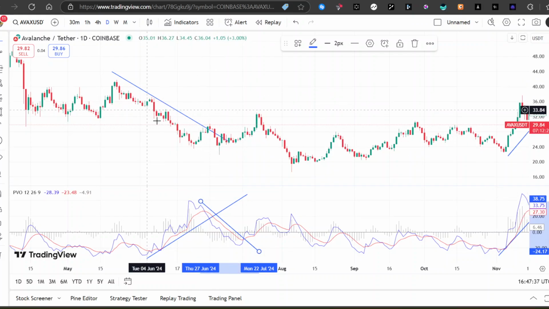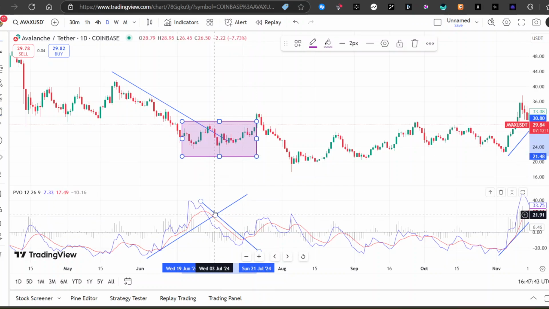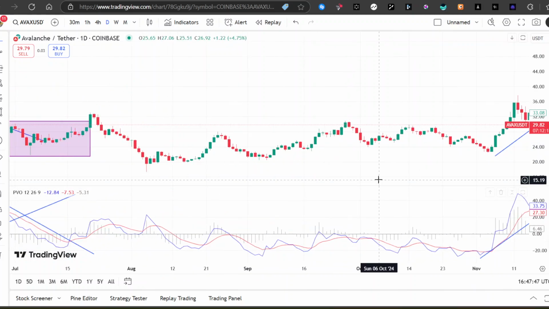So you can see that this sell trend came to an end, or rather it stalled, as this momentum, as this PVO started declining. You can see that we had a range. Now let's look at another example real quick.